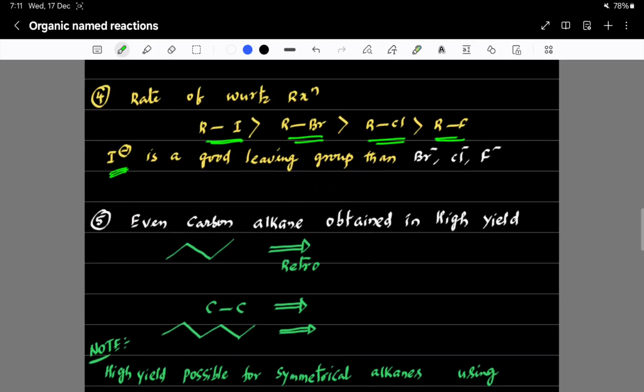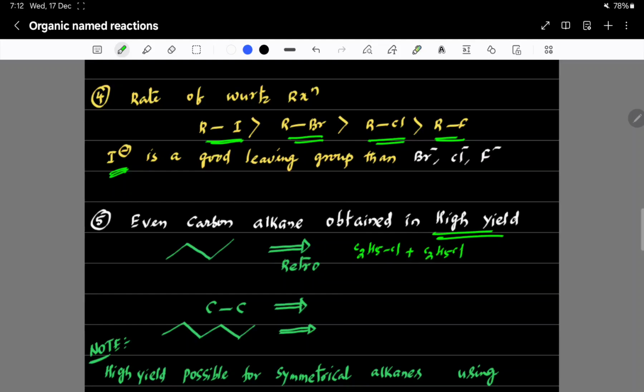Now the fifth point, students: even carbon alkanes are obtained in high yield. For example, if I write n-butane, this is the product if I use ethyl chloride plus ethyl chloride as the starting material.